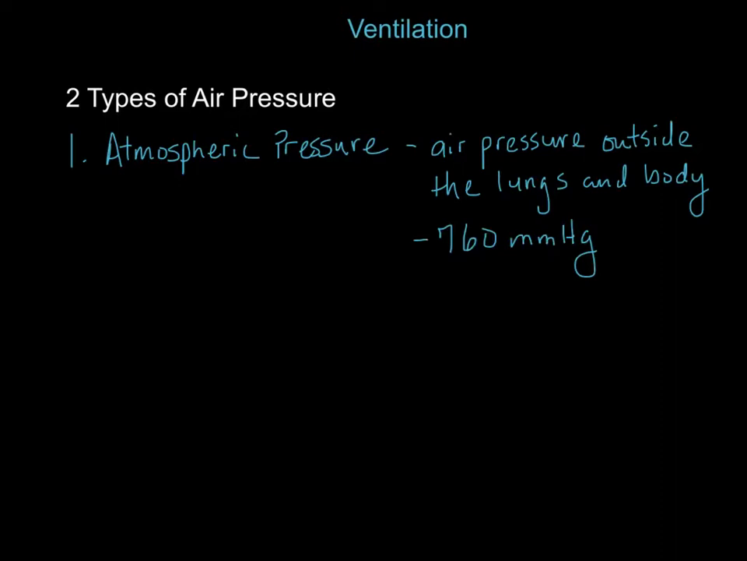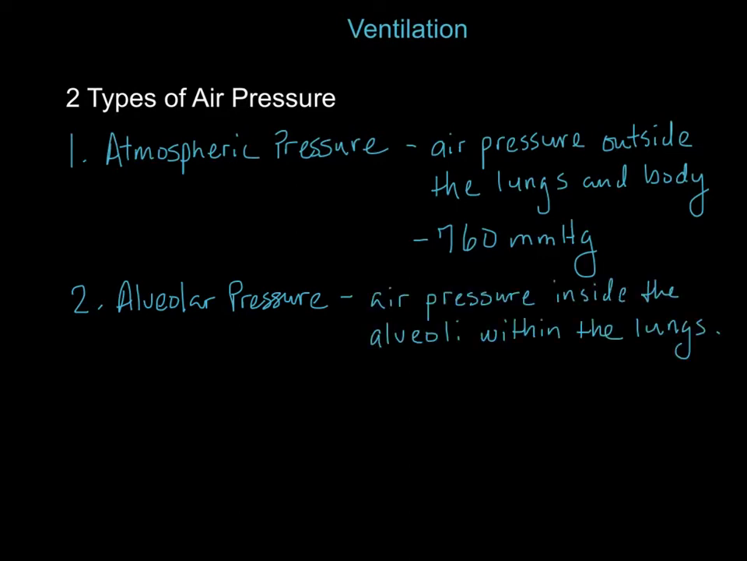The second type of air pressure is alveolar pressure. Alveolar pressure is the pressure inside the alveoli within the lungs. Alveolar pressure will fluctuate above or below 760 millimeters of mercury, depending on the size and volume of the lungs.